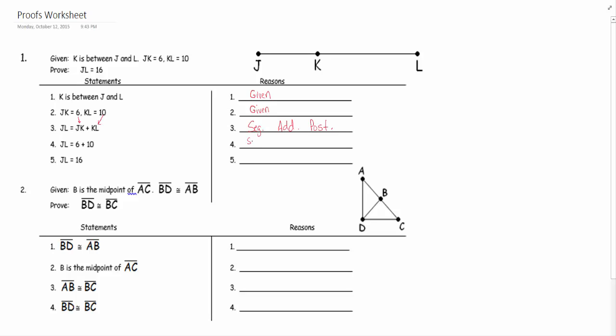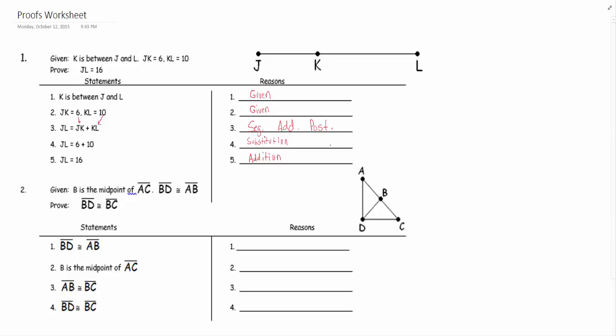So this is going to be yet again substitution. Again, we're going to use that one a lot. So step 4, substitution. Step 5, it looks like we just added 6 and 10 together. So this is just good old addition. Nothing fancy. We added 6 plus 10, got 16. And you're done. You got your proof statement.